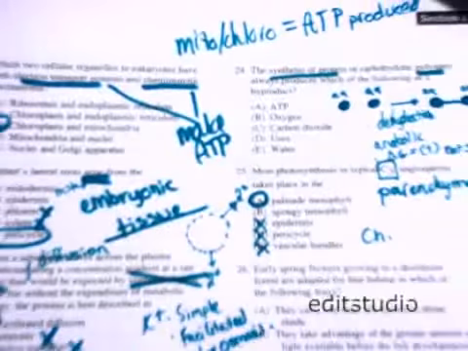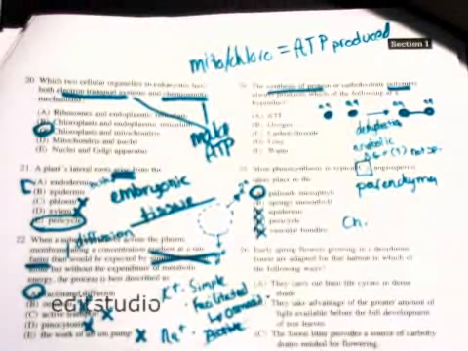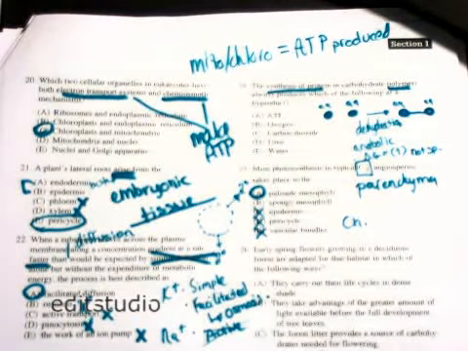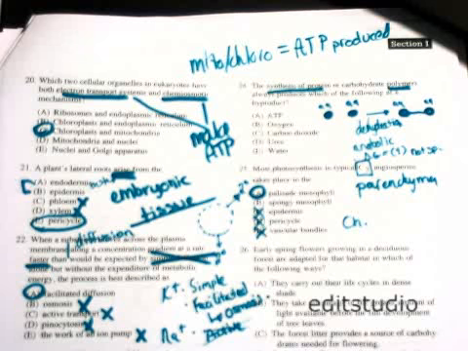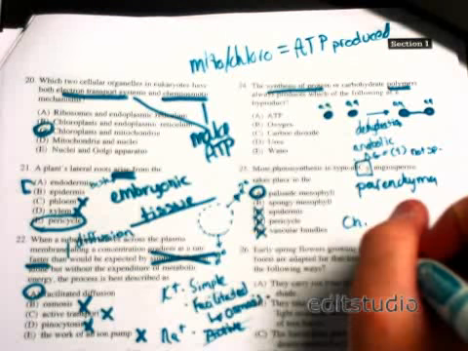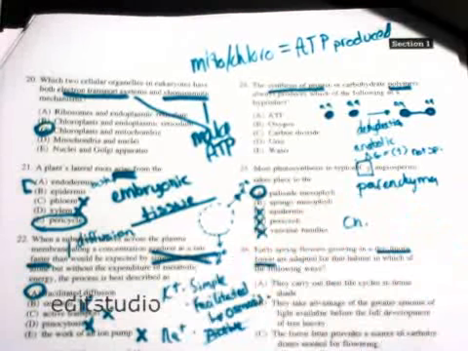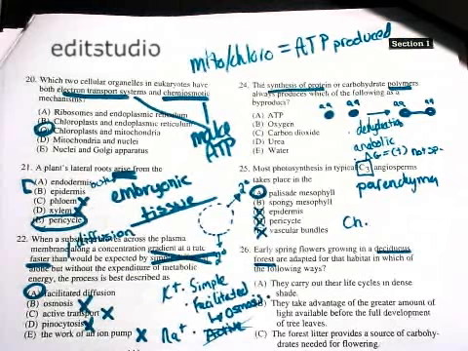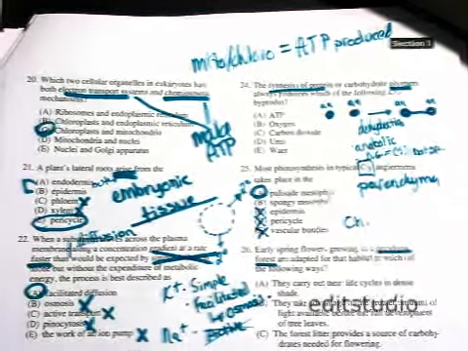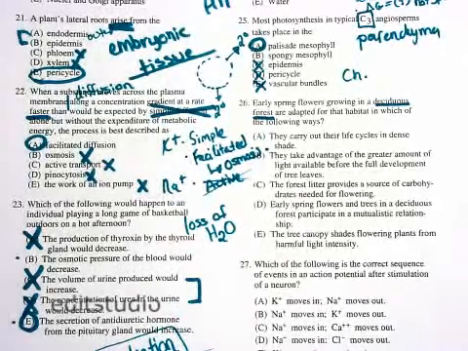Number 26, it says early spring flowers growing in a deciduous forest are adapted for habitat in which of the following ways. So this question stinks a little bit because you really have to know the concept of how a deciduous forest works. But tell me about a deciduous forest.